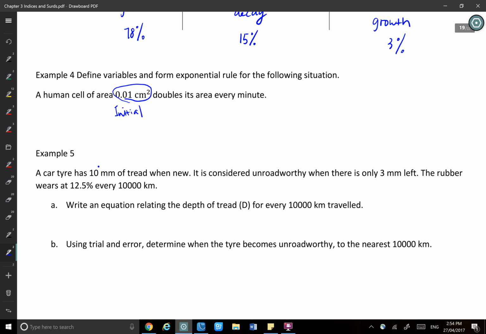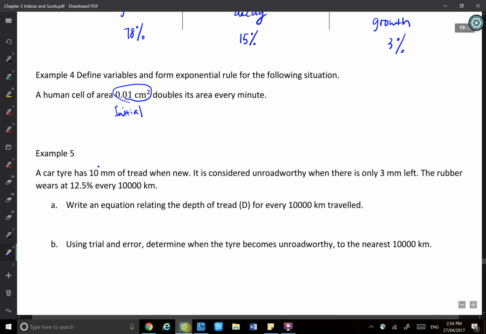And then it doubles its area every minute. So what's the growth rate? Absolutely it's increasing, right? But double the area. What's the rate for double? So how many percent does it grow every minute? 100%. It'll be 100% because 1 plus 100% will give you 2. I will grow 100%. So the growth rate equals 100%.